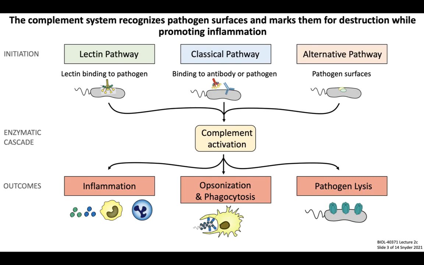Regardless of the upstream initiation pathways, complement activation leads to the same 3 outcomes listed here on the bottom: inflammation, which is done through the production of inflammatory mediators that help support innate immune activation and recruitment, the opsonization of pathogens, which is a process that promotes their phagocytosis, and targeted pathogen lysis, which is accomplished through pore formation in pathogen membranes.